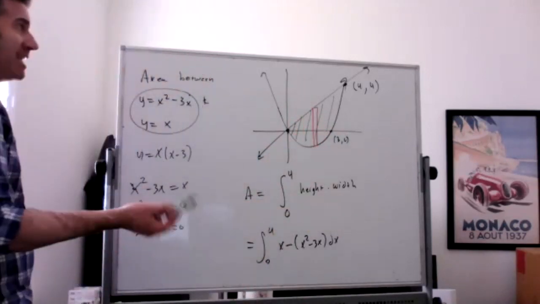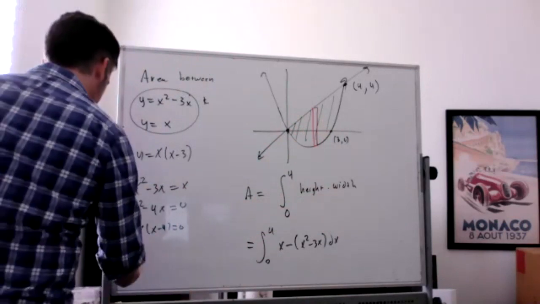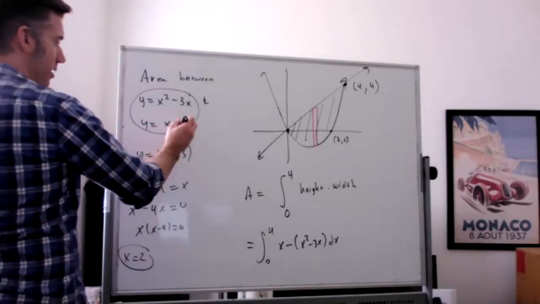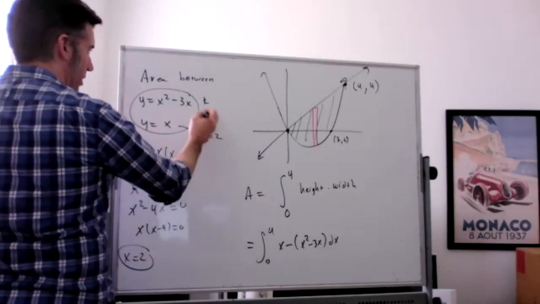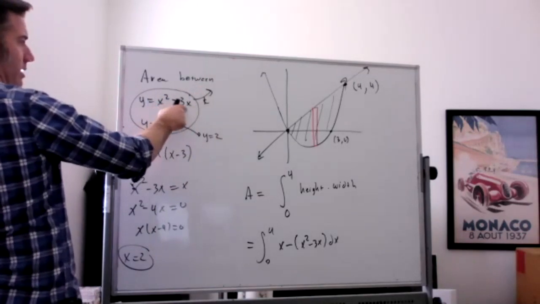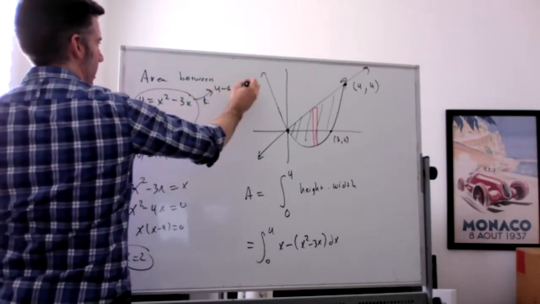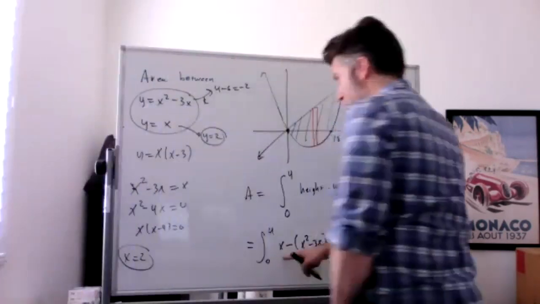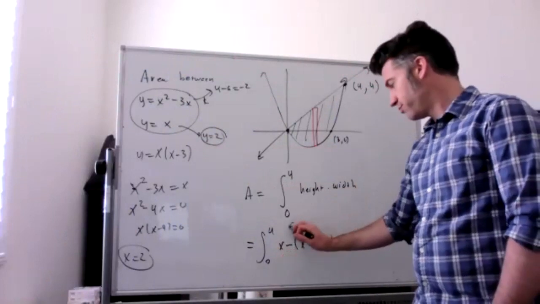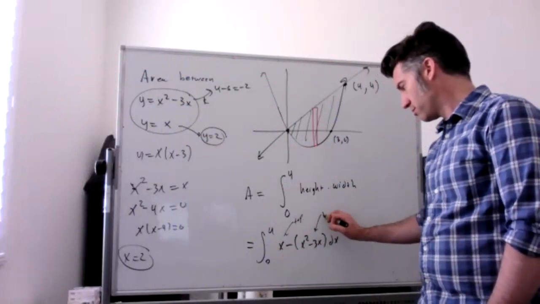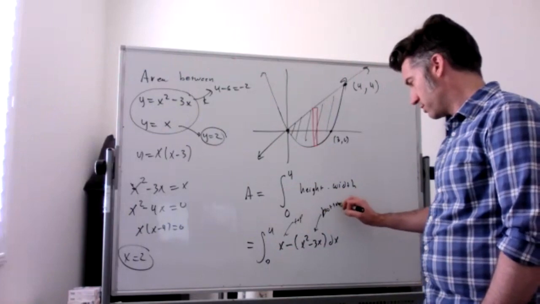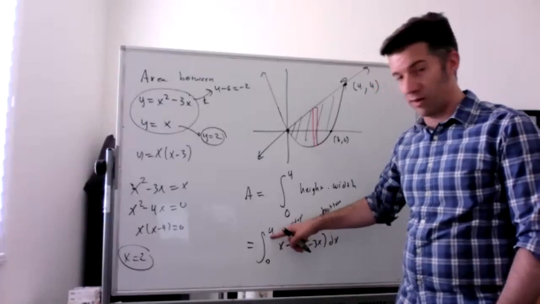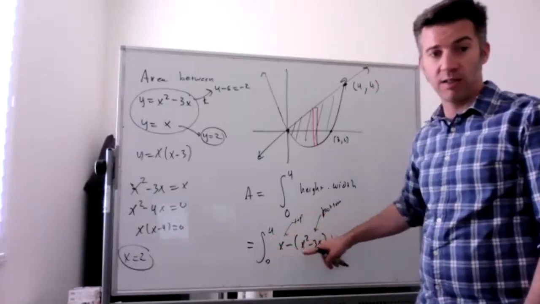So I'm going to pick any number between where they intersect. Let's pick x equal to 2. If x is 2, then this function is going to equal 2, and this function is going to equal 4 minus 6, which is negative 2. Clearly, this is the larger one in the interval. So y equals x is going to be the top. So if you're finding the area between curves, you get the integral from where they intersect to where they intersect of the top one minus the bottom one dx.